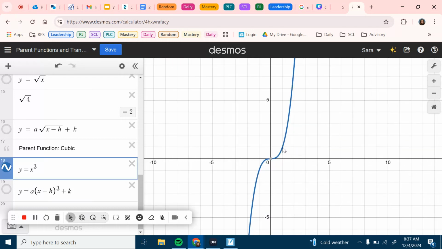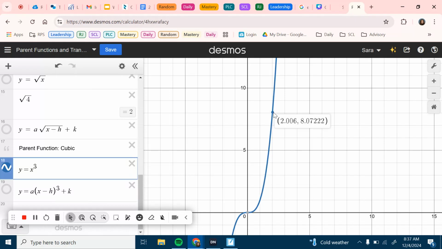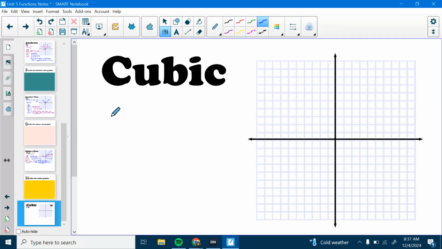The difference is that although we have this point 1, 1 like we did, at 2, instead of being at 4, which we've been at in the past on 2, when we are at an x value of 2, we are all the way up at 8. Okay, so we're going to grow much, much faster. So our parent function for a cubic is y is equal to x cubed, or x to the third power. So instead of squaring values, we're going to take them to the third power.